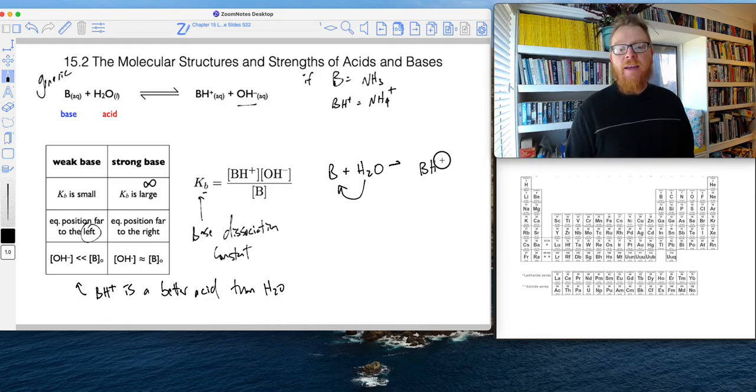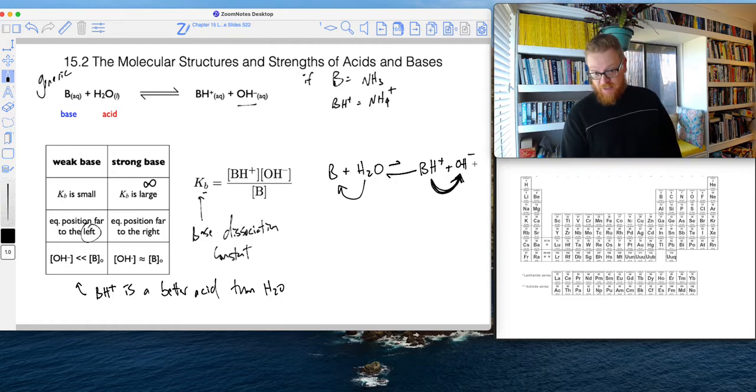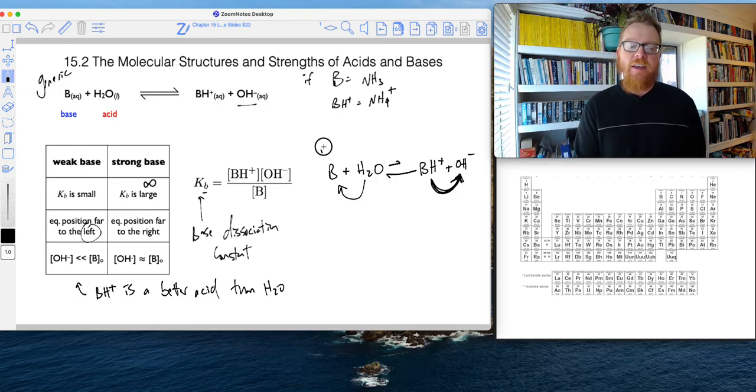However, our BH plus reacting with OH minus dominates as the reverse reaction because BH plus is a better acid than H2O. In other words, an acid being a proton donor, this BH plus wants to donate that proton to hydroxide much, much more. I'll draw that as like a thicker arrow, right? This proton donation dominates, which is why the reverse reaction dominates. And that's where we see the equilibrium position being on the left, okay?